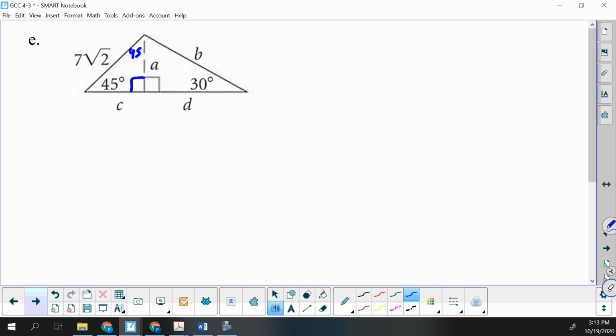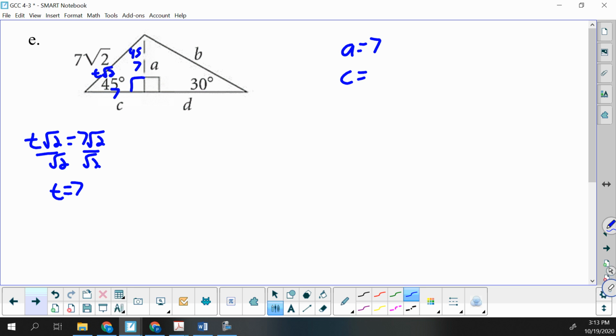Maybe I'll use T. So across from 90 should be T square root of 2. So that's equal to 7 square root of 2. If we divide both sides by square root of 2, we get T equals 7. Well, that's what it should be across from the 45. So these are each 7, meaning that A is 7 and C is 7.